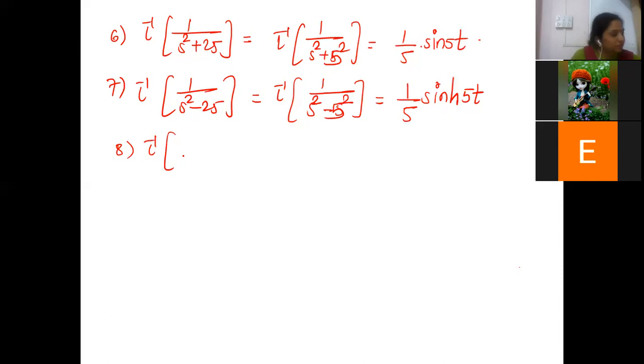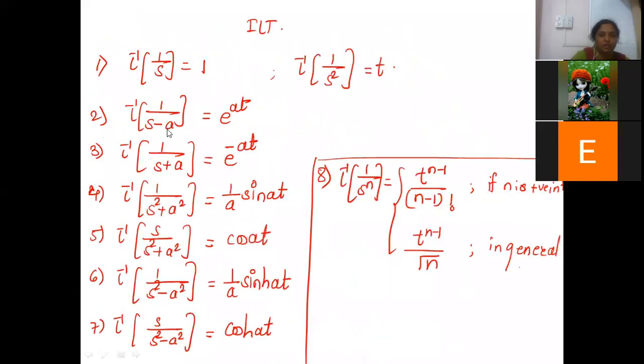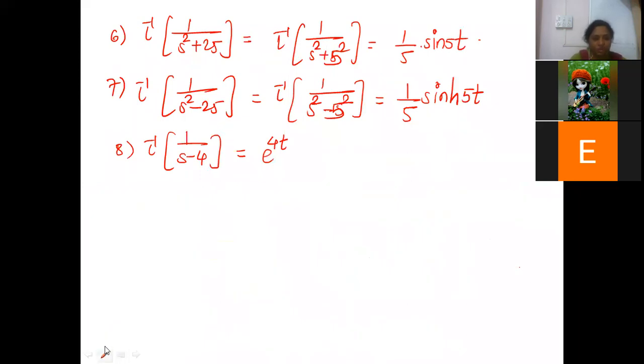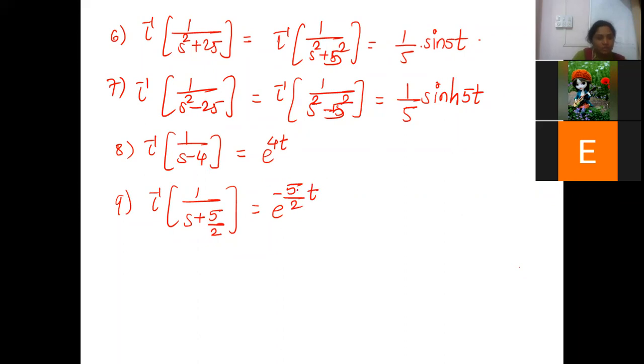Okay, next. Laplace inverse 1 upon s minus 4. What is that? e raised to 4t. Very good. 1 upon s minus a. Where it is 1 upon s minus a, it is e raised to at. Negative becomes positive, positive becomes negative. Yes, it is e raised to 4t. Next, Laplace inverse of 1 upon s plus 5 by 2. e raised to minus 5 by 2 t, as it is plus, so negative.